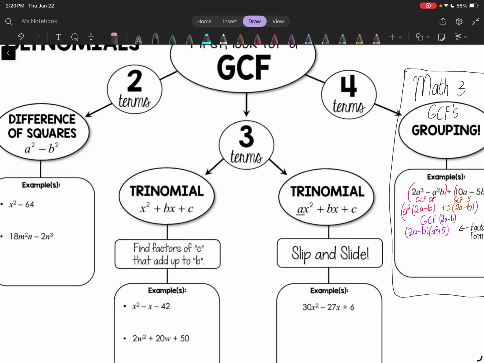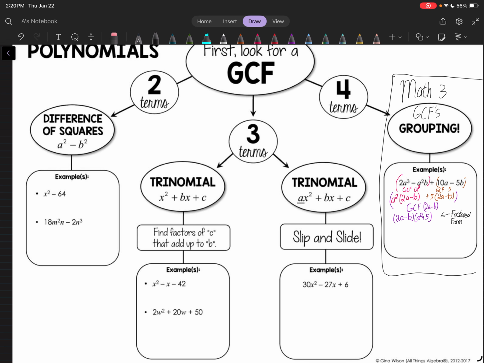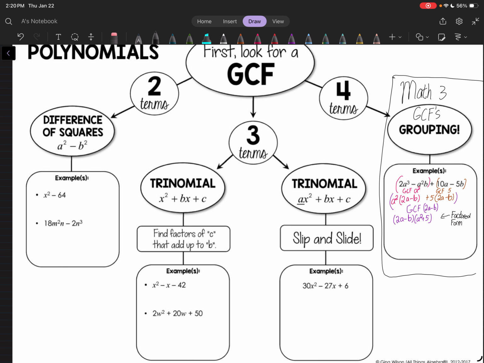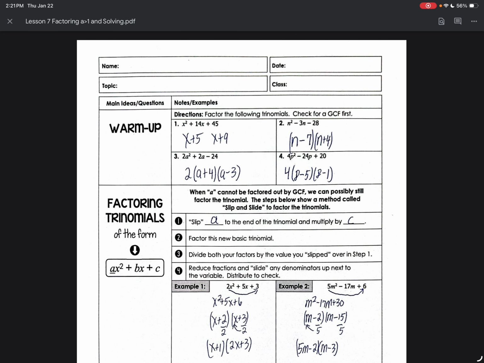Now this page, you should be able to fill out, besides the one on the right, that's grouping, that's a Math 3 concept. But this is how to factor polynomials with 2, 3, and 4 terms. You can ignore the 4, but for 2 and 3 terms, I invite you to pause it, go in and try to fill this out. Here in a moment, we're going to look at solving these, looking at quadratic roots, because we're actually already doing that, we're just not calling it quadratic roots. But first, I want to show you the answers to the first couple pages.